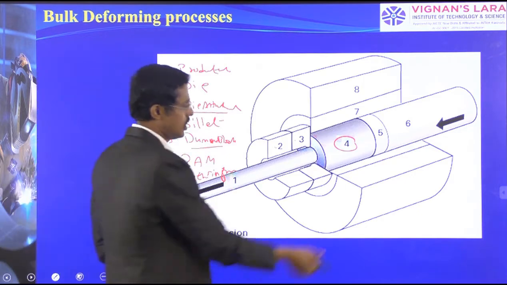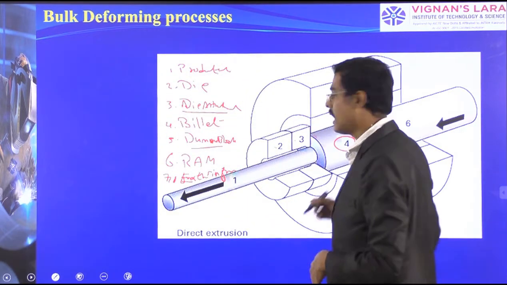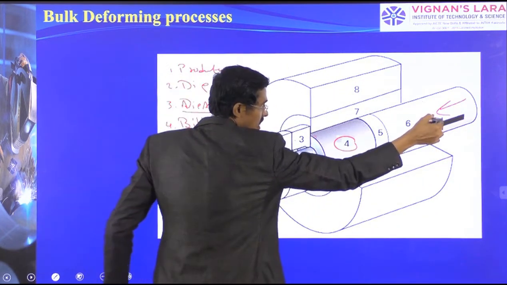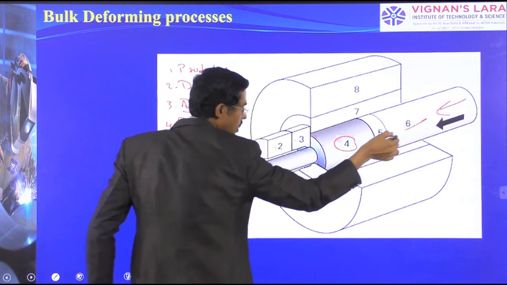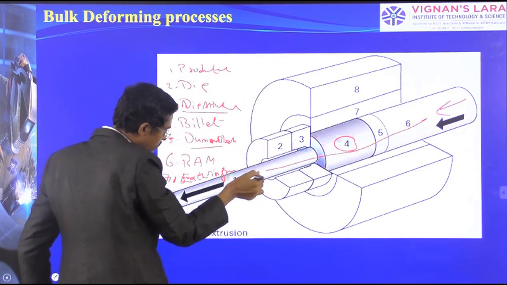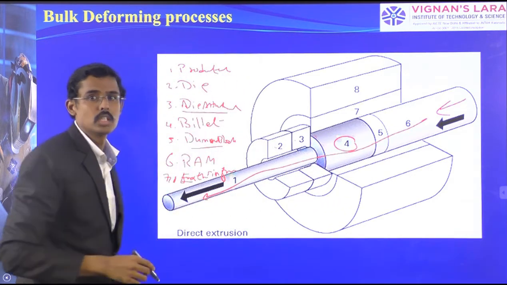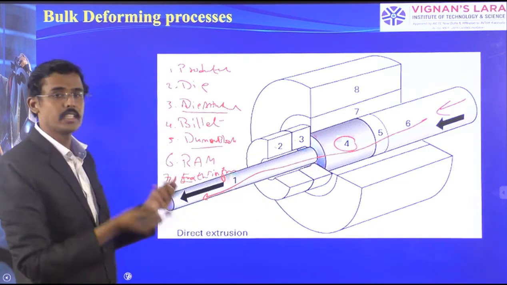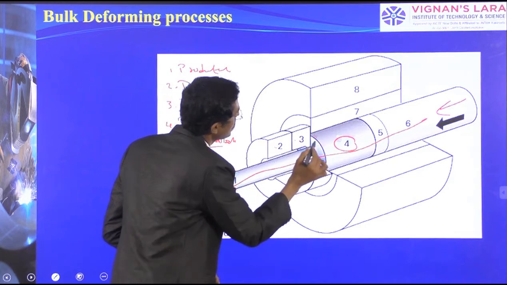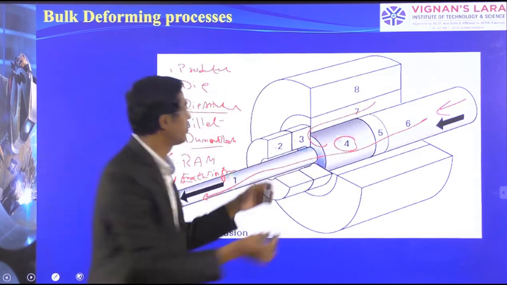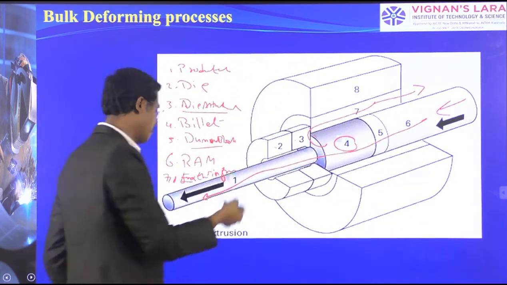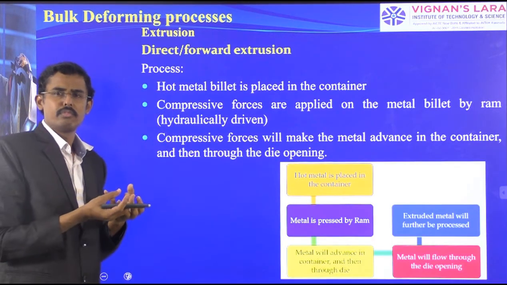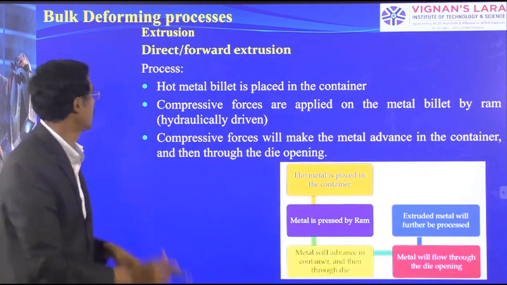What are we doing? This is a direct extrusion. I am pressing in this direction. The metal comes here, and in the forward direction it comes out. So I am naming this a direct extrusion process. If it is indirect extrusion, we have a hollow ram that goes like this and receives the product here. We will see the image.